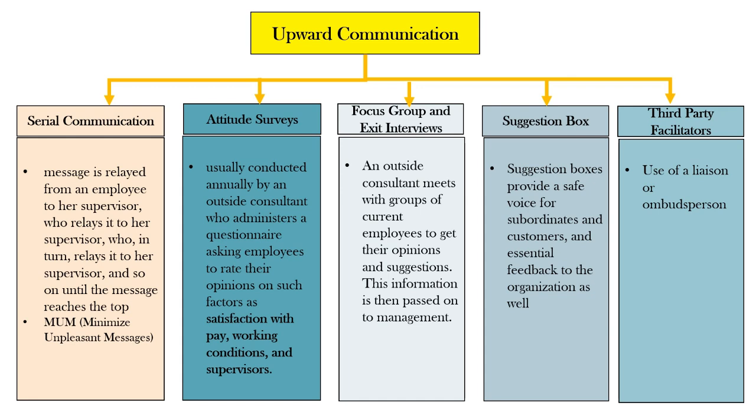The problem here is the minimize unpleasant messages effect, or MUM, wherein some of the supervisors would not give unpleasant messages to higher supervisors. They are minimizing unpleasant messages, such as when lower or rank and file employees are already dissatisfied with the job. The supervisor can blur it out or call it out, and will not bring it up to the higher supervisor. That is the problem with serial communication, because the message going up is one-way.